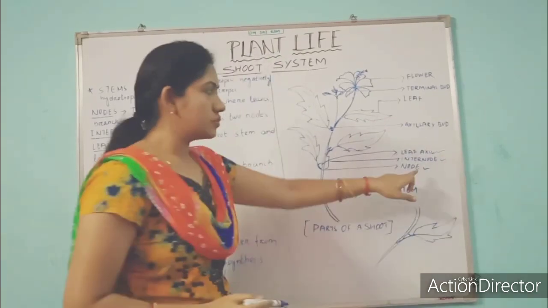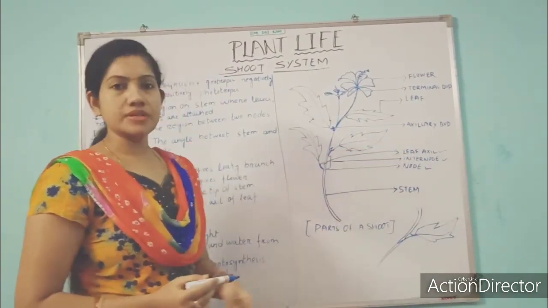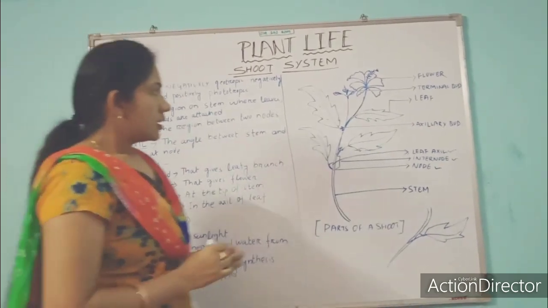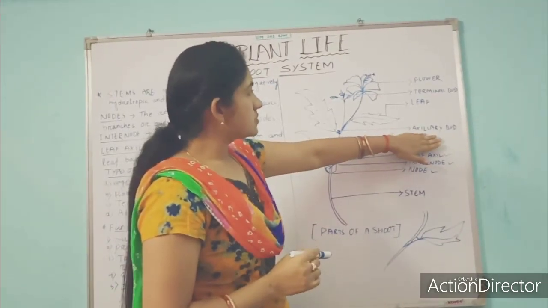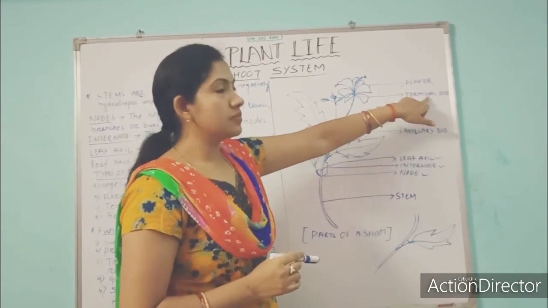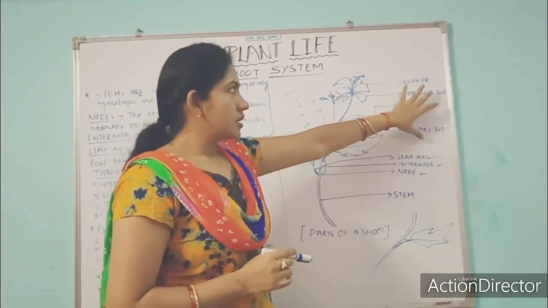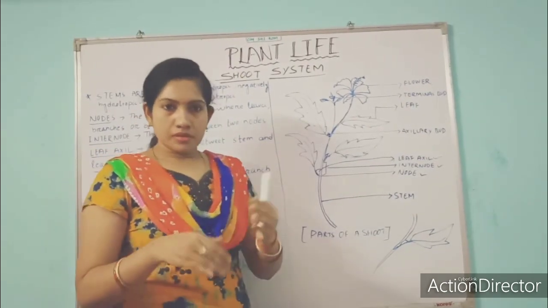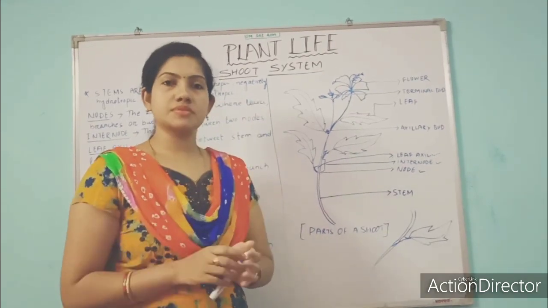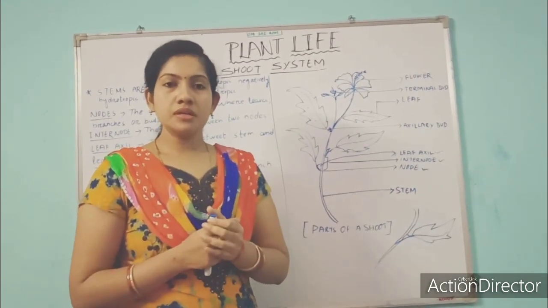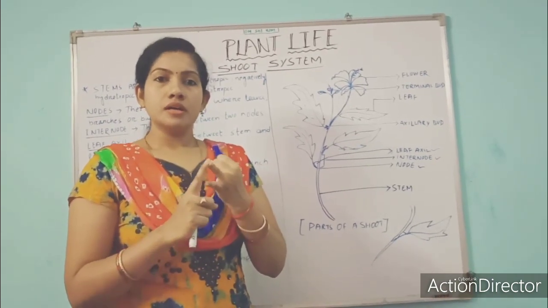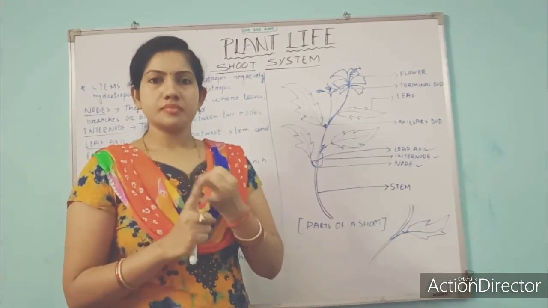So we have already discussed node, internode and leaf axil. Next come to buds. You can see here I have written two types of buds: this one is axillary bud and here I have written terminal bud. Before discussing this, let's talk about something else. Bud is generally of two types. What are the types of bud? First is a floral bud and the second is the vegetative bud.